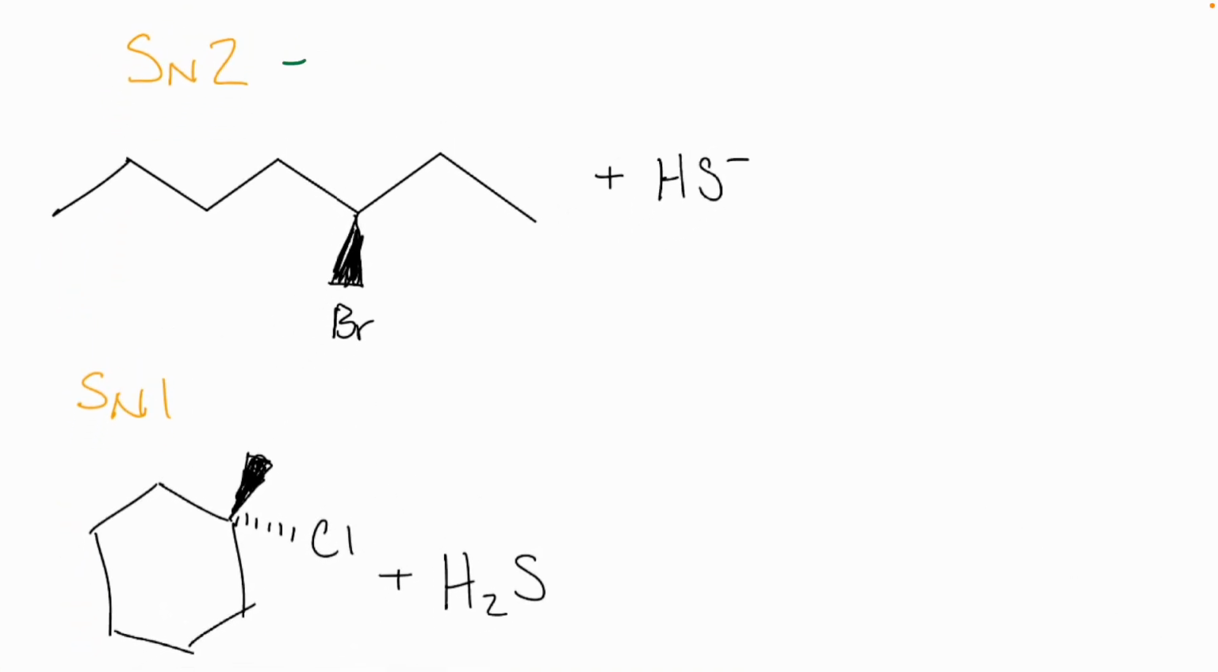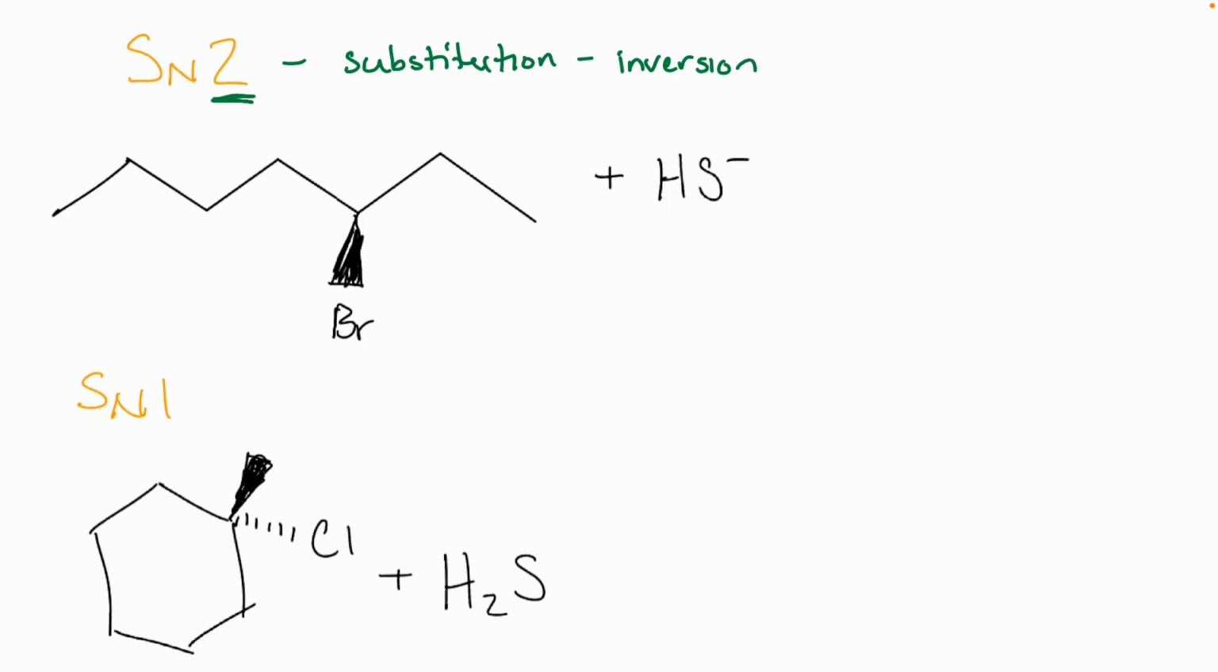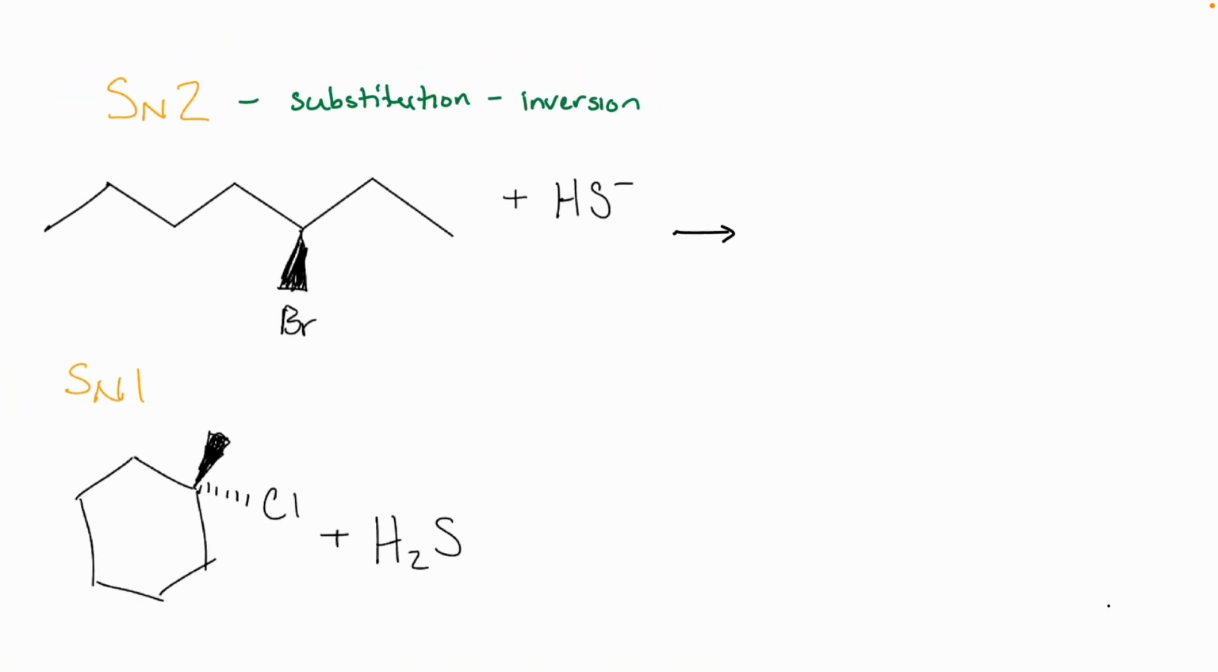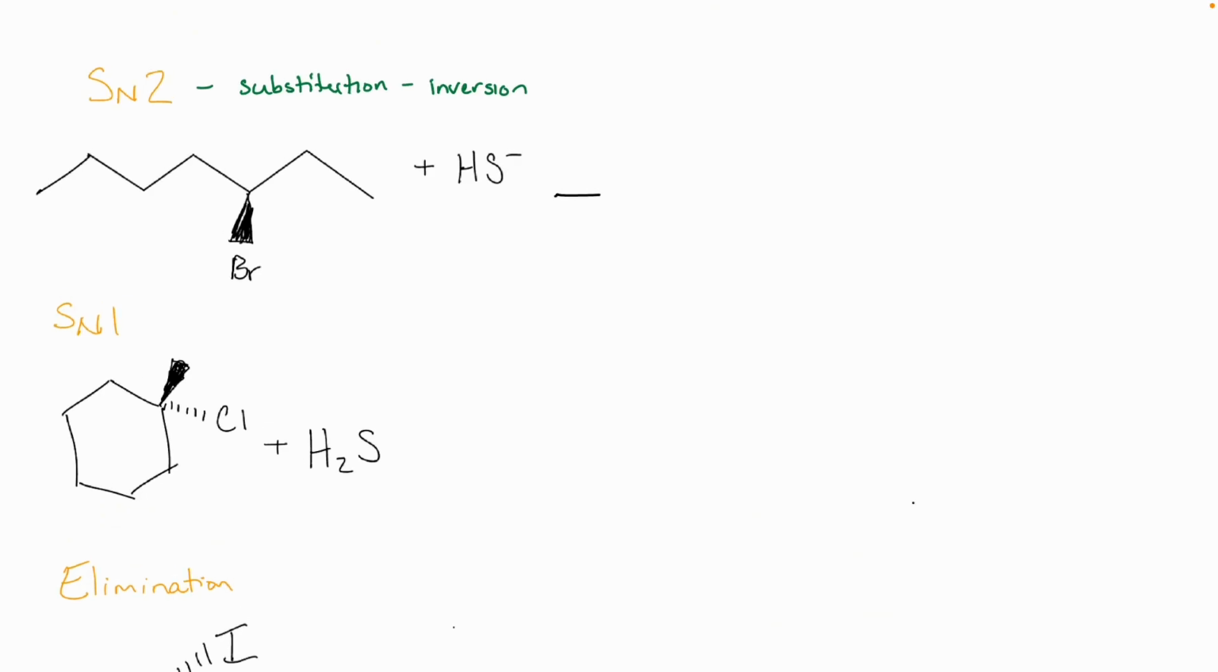SN2, the S means we have a substitution. Somebody's swapping out my leaving group for my nucleophile. All right, and because it's an SN2, this is the type where I have this inversion in my stereochemistry. Okay, so when I draw my products, I'm going to flip, so my dash becomes a wedge. Oh, that's not going to work. Rather, my wedge becomes a dash.